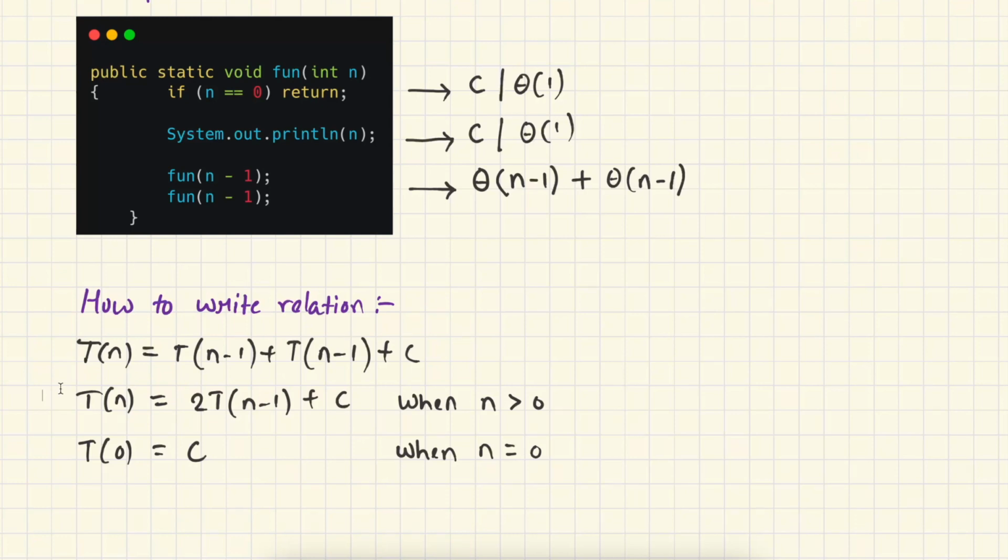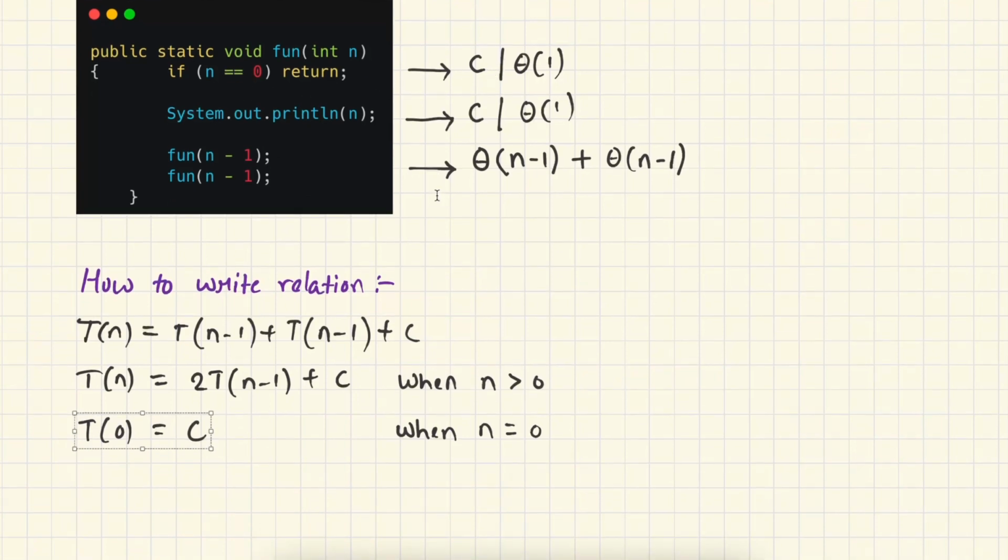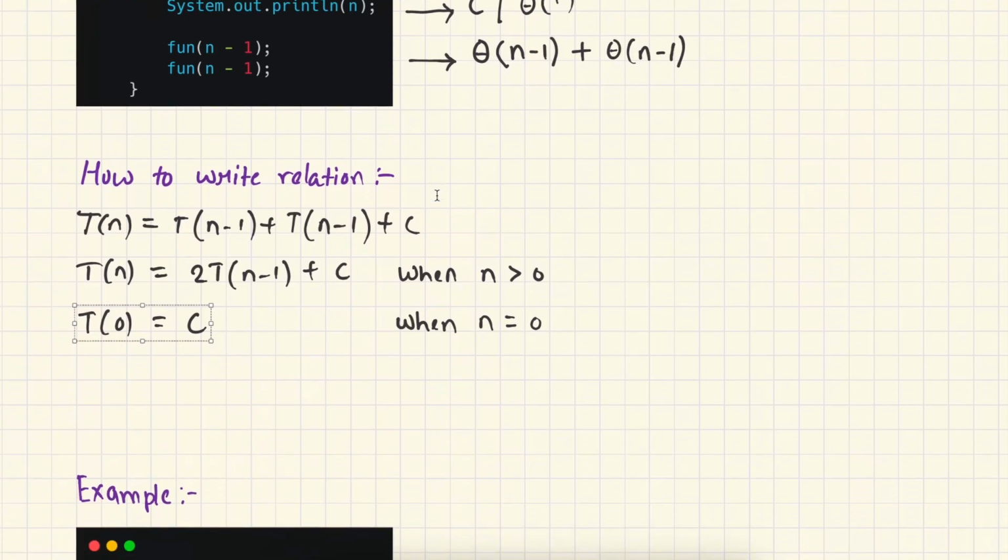And we can rewrite this relation like T(n) = 2T(n-1) + c. So it's going to be the time taken by our function when input is equal to n, which is equal to 2T(n-1) + c, and this is the time taken when our n is greater than 0. And what about if our n is equal to 0? So when our n is equal to 0, the time taken by this function is going to be constant, because when n becomes 0, we are just simply doing a constant operation here. Okay, all right, let's move on to our next example.